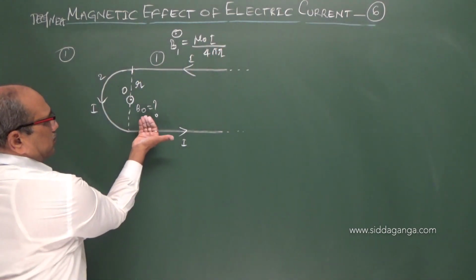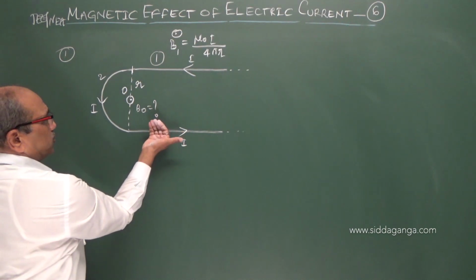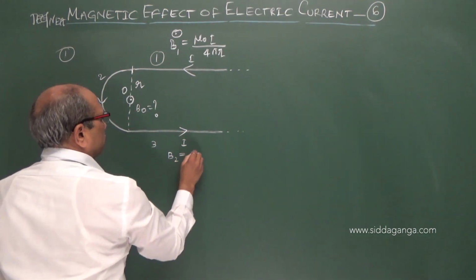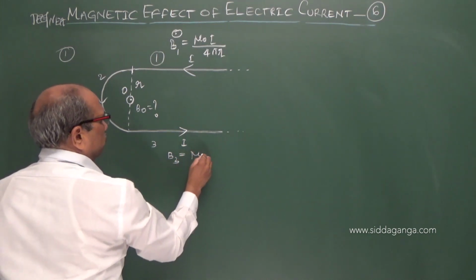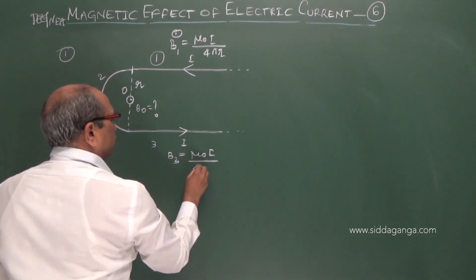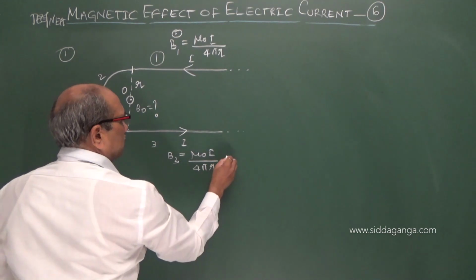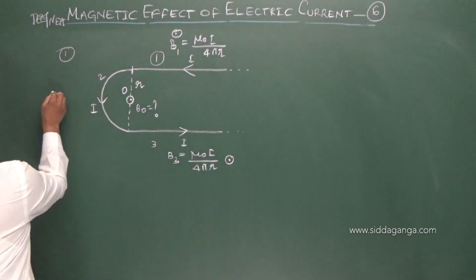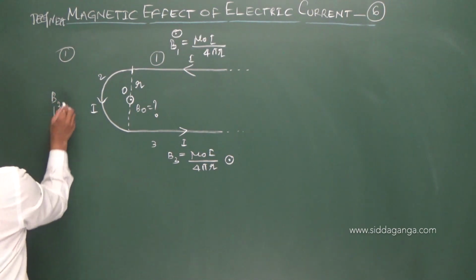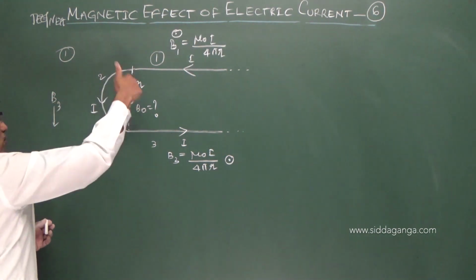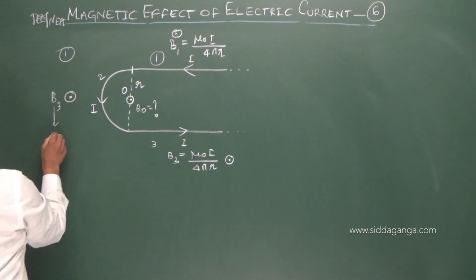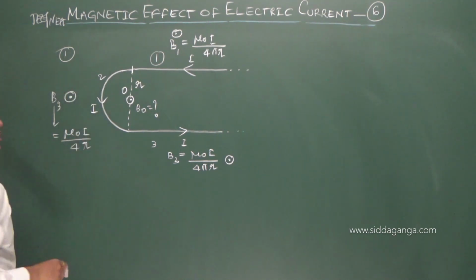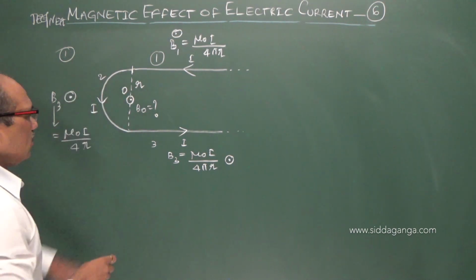Again you see the field, look into the figure, right hand clasp rule. Field at this gives you B2. B2 is mu naught I by 4 pi r. It is also out of the board. And come to B3. It is also anti-clockwise, out of the board, and equal to mu naught I by 4r, half circle. All are in one direction.